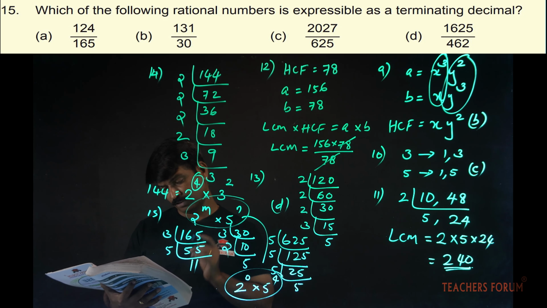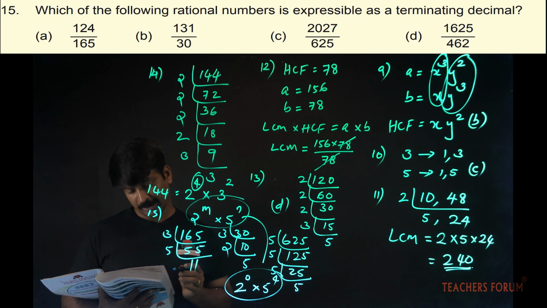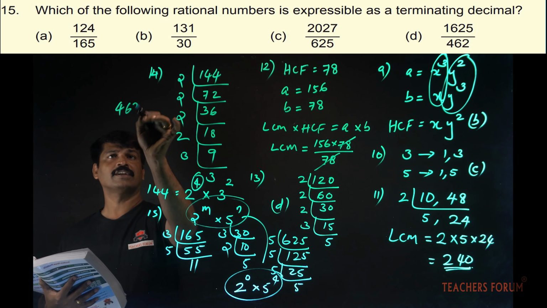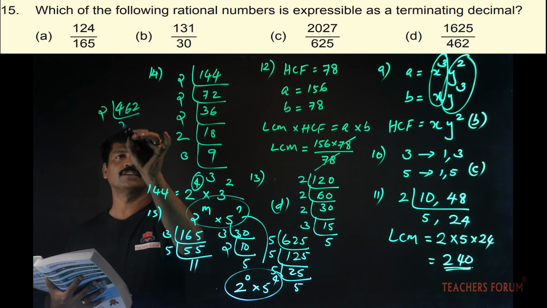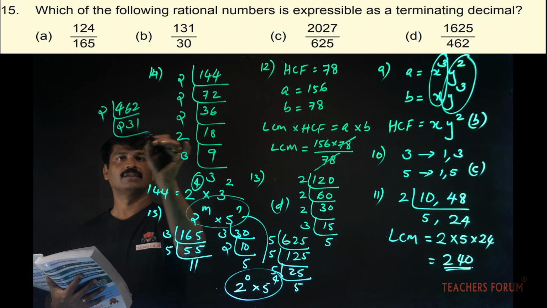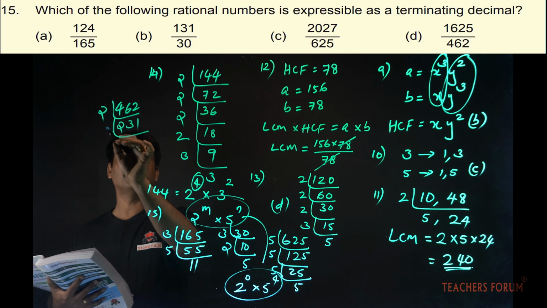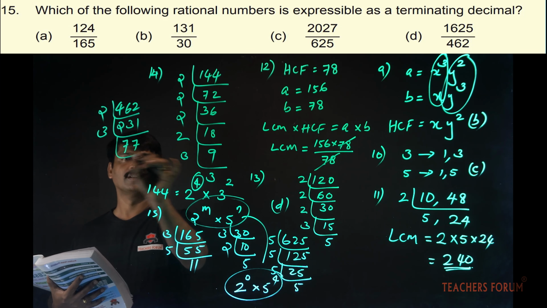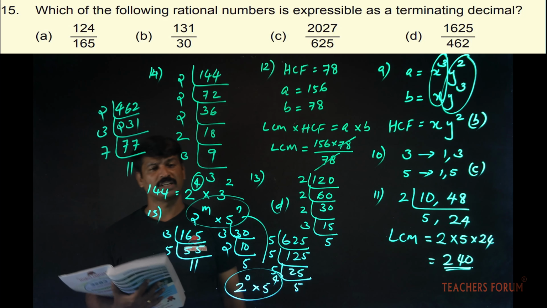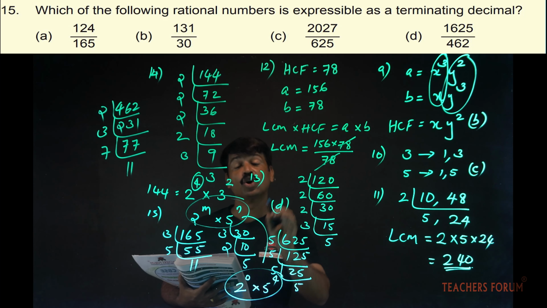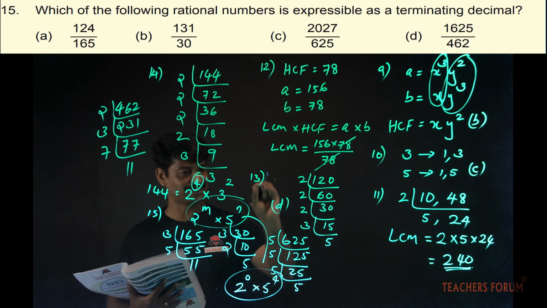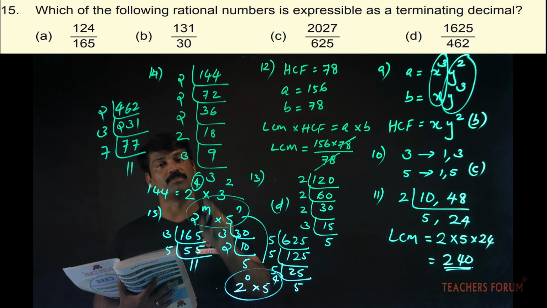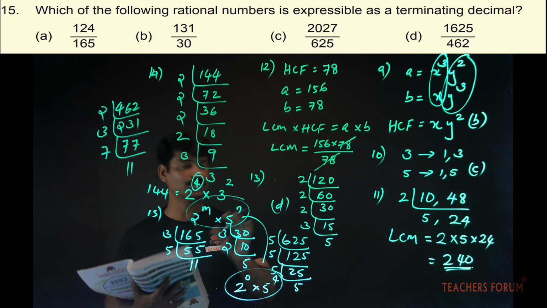Let us go for the fourth one. The fourth one, the denominator is 462. You can divide by 2, you will be getting 231. Again, when you divide by 3, you will be getting 77. You can divide by 7, you will be getting 11. It is not of the form 2 raised to m into 5 raised to n. So the option is option C, where the denominator is 625, that is expressible in the form 2 raised to m into 5 raised to n. I think it is clear to you.